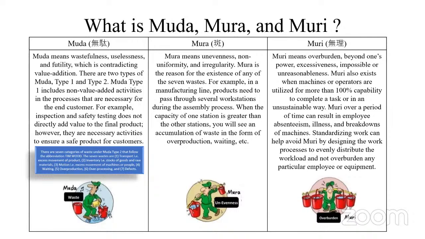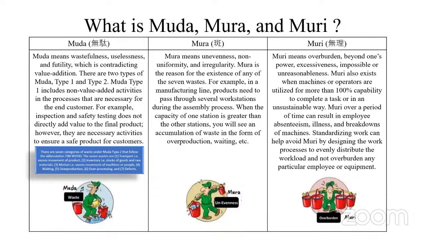These are of two types. Muda is of two types, type 1 and type 2. Type 1 includes non-value added activities in the process that are necessary for the end customer. For example, inspection and safety testing do not directly add value to the final product. However, they are necessary activities to ensure a safe product for customers. In the type 2 category, the 7 types of waste fall in that category. We call it in an abbreviation, TIMWOOD.